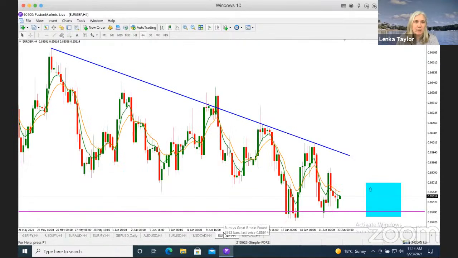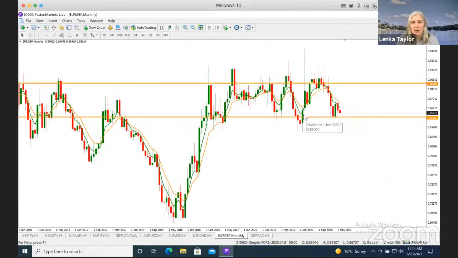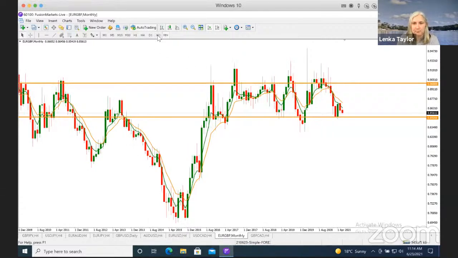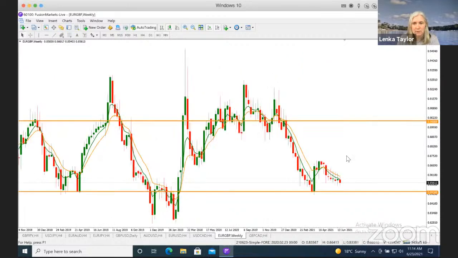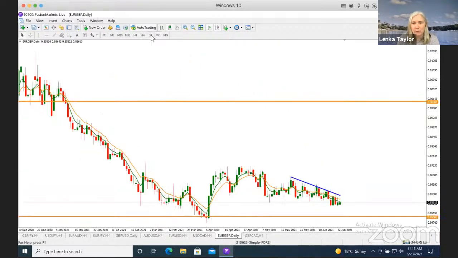Next currency pair I'm looking at is Euro GBP. And Euro GBP, I'm looking for a long. This is not a trend trading strategy. So I'm looking at this from a sideways moving market and having a ranging strategy. So here it is towards the bottom of the range, so I'm looking for a long. The trend is still down, so looking for a reversal.